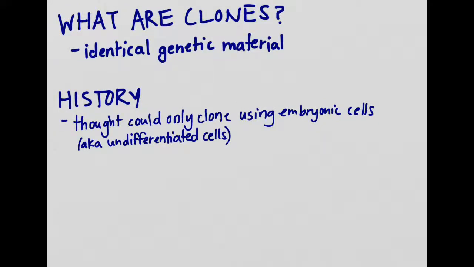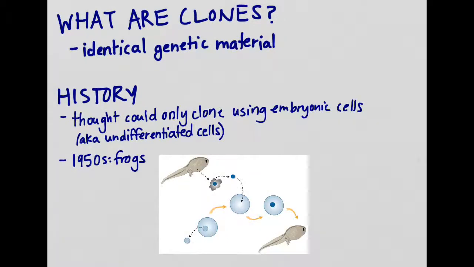So back in the 1950s, scientists were able to generate entire frogs using embryonic frog cells. And cloning a frog is done in a way that looks similar to what's going on in this image. Don't worry too much about exactly what's happening, but again, they're creating a new frog using an embryonic cell.